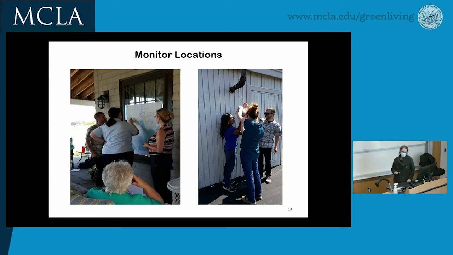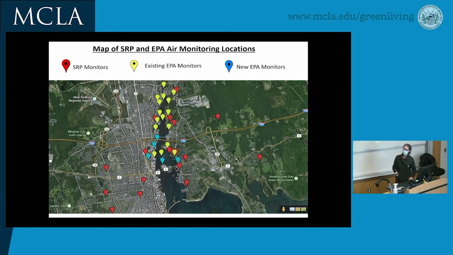So no photos of them, but to try and give you a sense, we worked with them to identify on a map where people live, where members live, at various distances to the harbor who would be willing to host air monitors in their yards so we could monitor PCBs in the air where they lived. And this is what the map looks like. Our monitors are the ones in red, and the yellow and the blue monitors are EPA monitors.